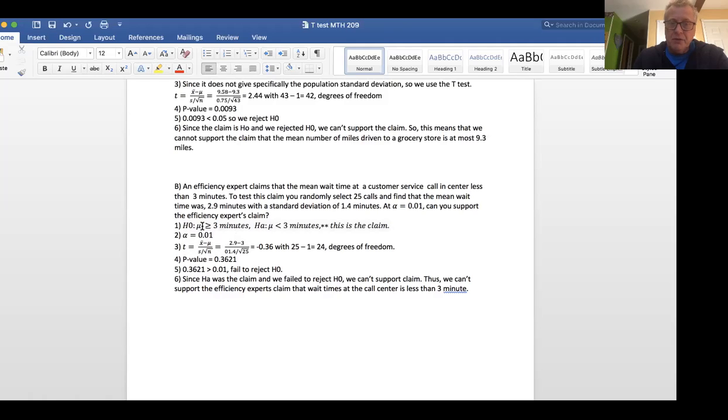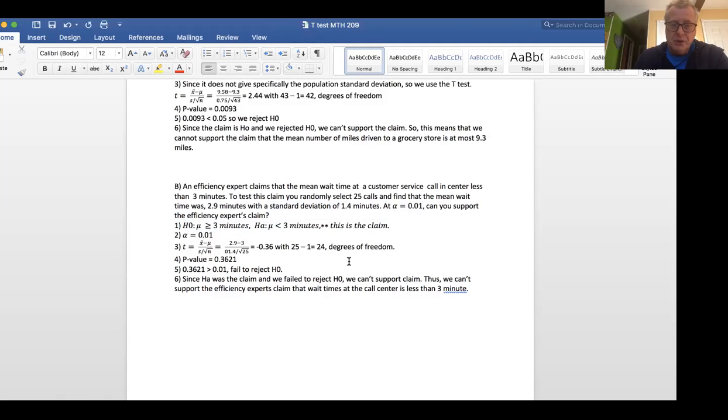Okay. So the efficiency expert claims that the mean wait time at the call center for a customer is less than 3 minutes. So that's HA, because less than contains no equal. H0 would be greater than or equal to, the opposite of that. Our level of significance is 0.01. And again, we're going to use a t-test because it's just a standard deviation. It doesn't say anything about it being a population, so we cannot assume it's a population standard deviation.